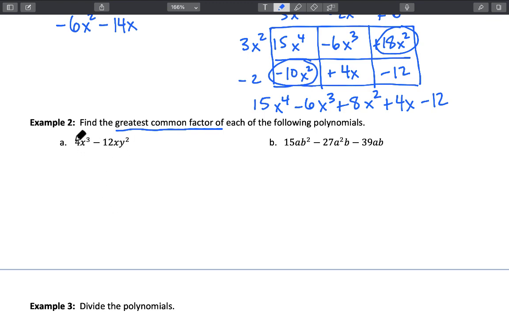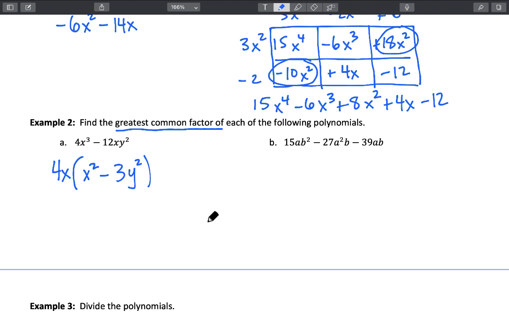And I can divide 4 by 4, and I can divide negative 12 by 4. So 4 I can factor out. I can also factor out an x, because I have x cubed and I have x to the first. So the GCF for x can be factored out of the two terms of this binomial. Now when I do that, I'm going to be left with x squared minus 3y squared.